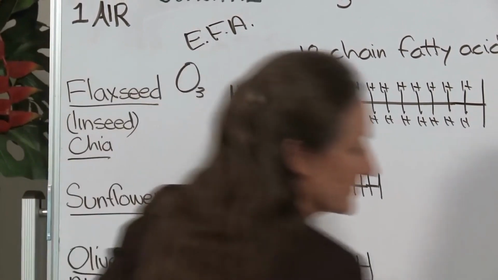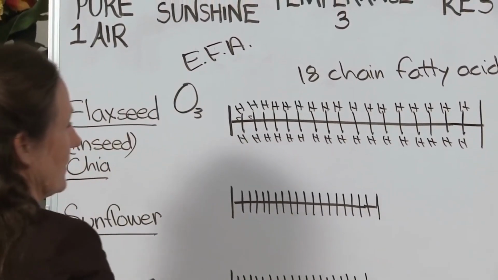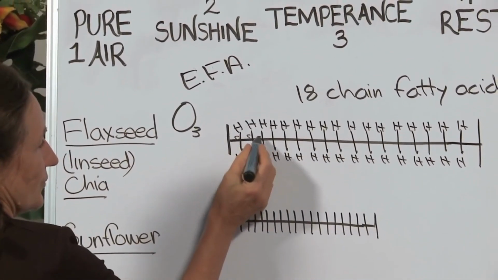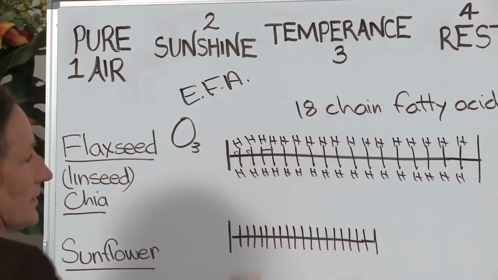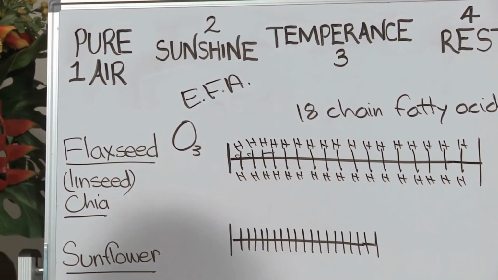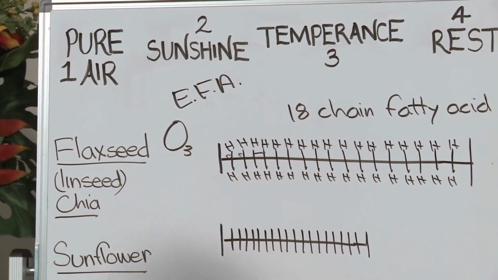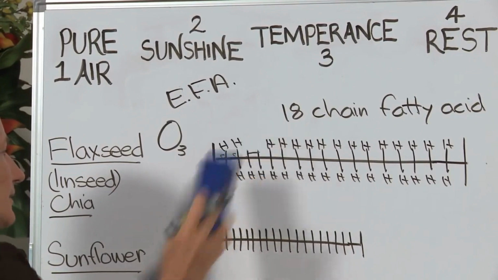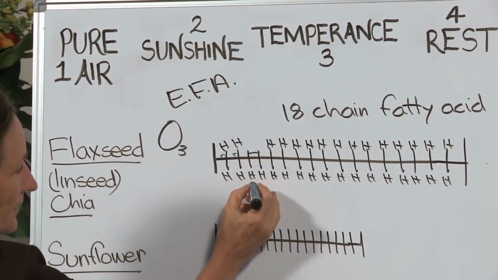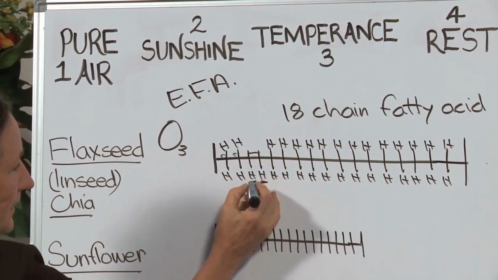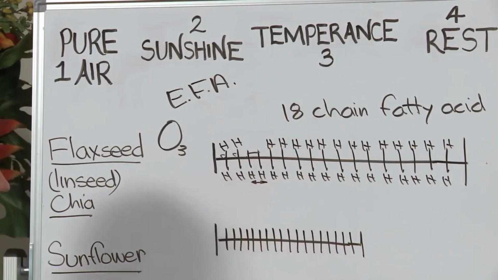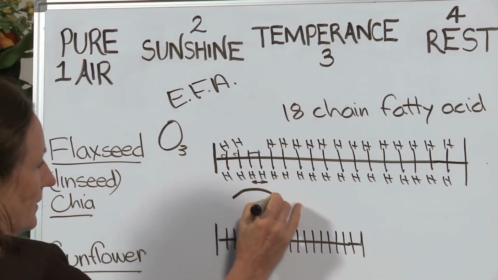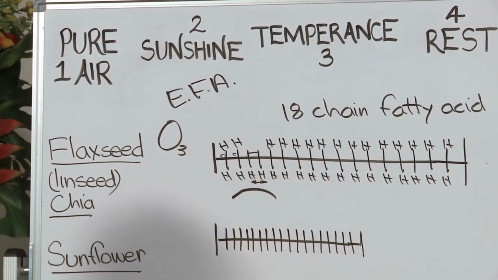So let's count this. 1, 2, 3. The double bond means that instead of one link, there are two links. And whenever you get a double bond, these hydrogen atoms go, and the hydrogen atoms underneath develop an electromagnetic field between them. As a result, they start to repel each other, and that causes a kink in the chain because of this repelling action.